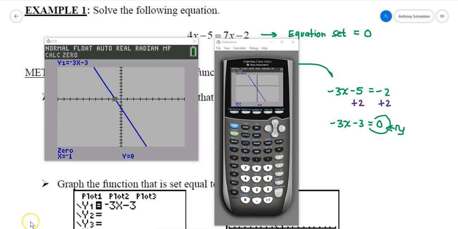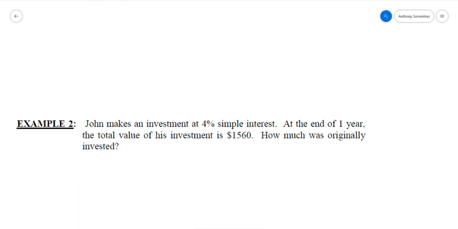So let's look at some examples now where we could apply some equation solving. Because this is equation solving you should still basically remember from your algebra days. And see if we come up with solutions with these. So for example 2, we have John makes an investment of 4% simple interest. At the end of 1 year, the total value of his investment is $1,560. How much was originally invested?